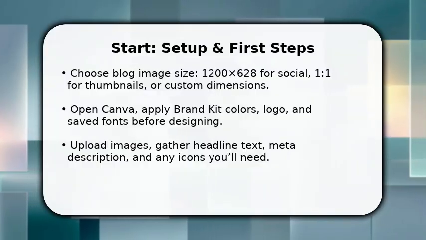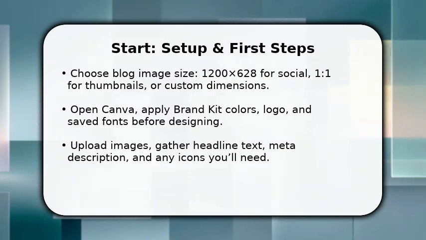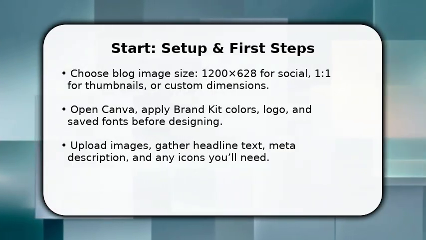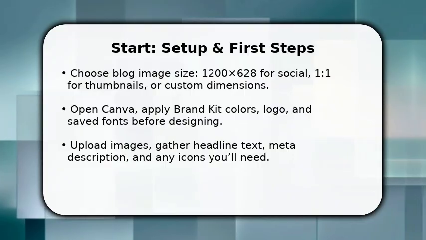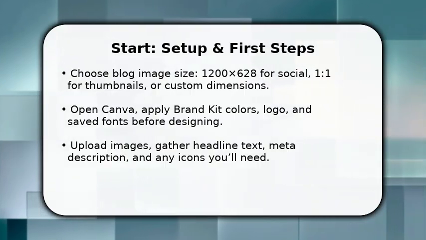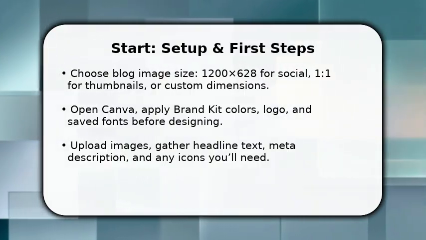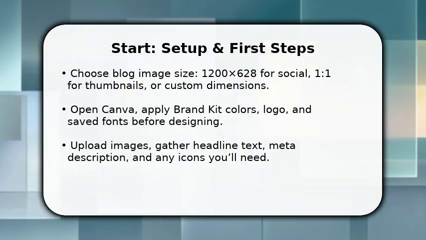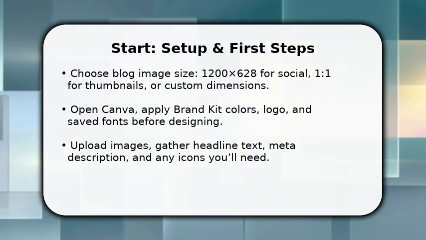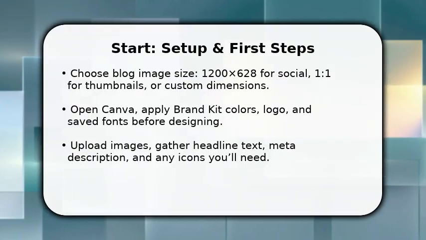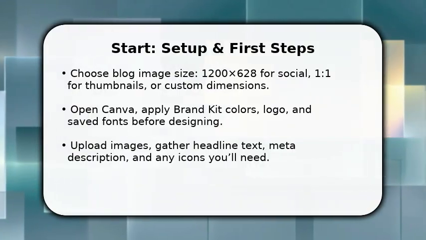You begin by preparing the essentials so you can design without stopping. First, pick your blog image size, 1200 times 628 for open graph or a custom width. Once done, load your brand kit with colors and fonts so everything stays consistent. Then upload hero photos, logos, and any icons you'll use.